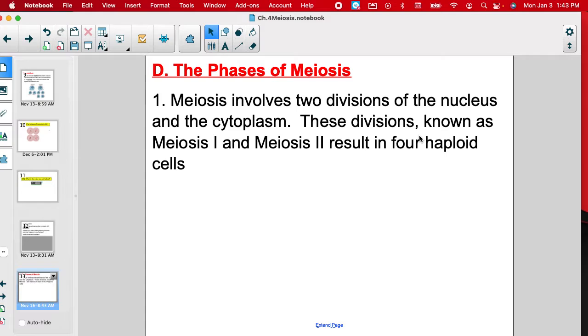Meiosis involves 2 rounds of division. Okay, the nucleus and the cytoplasm will literally go through 2 rounds of division, and these divisions are known as meiosis 1 and meiosis 2. And the end result of meiosis is you're going to end up with 4 haploid cells, and these cells are not genetically identical like they are in mitosis. They are genetically distinct or different from each other.